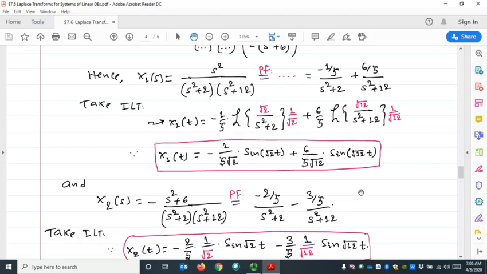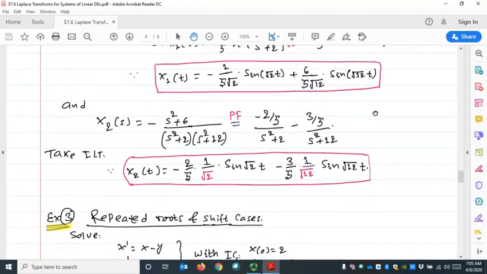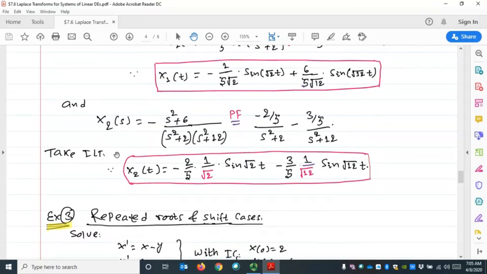Now let's move on. Similarly, for capital X2 equals negative times s squared plus 6 over s squared plus 2 times s squared plus 12, use partial fractions. We got the constant negative 2/5 over the first factor minus 3/5 over the second factor.